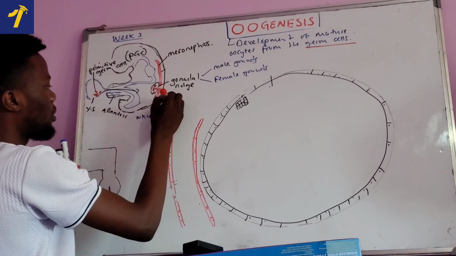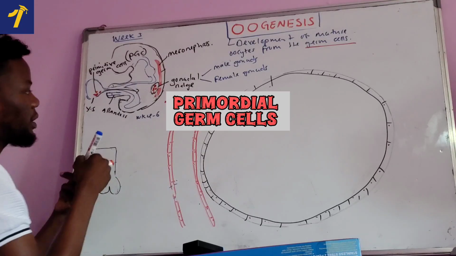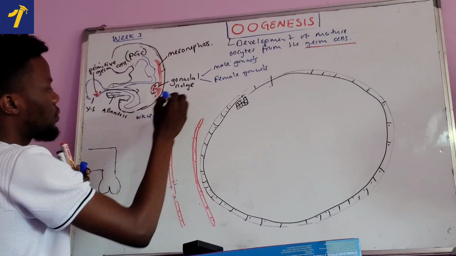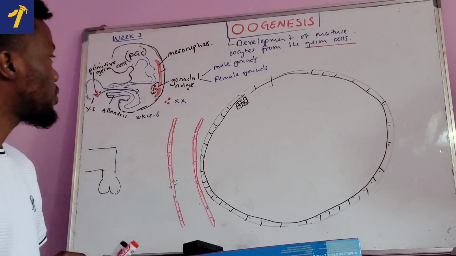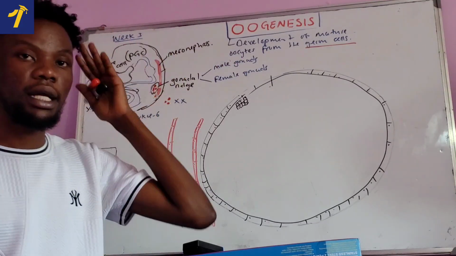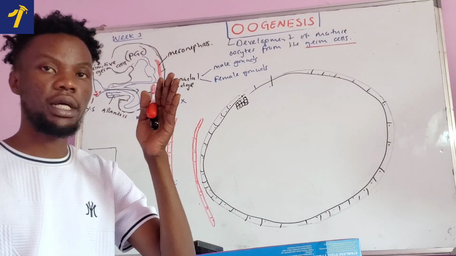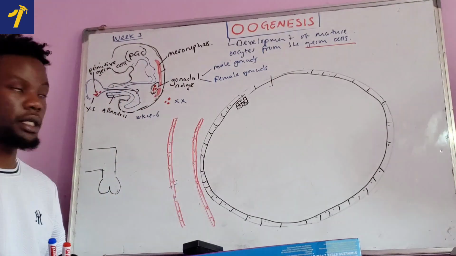So these are primitive germ cells, and remember that they are carrying XX chromosomes. Why do I say so? Because we are talking about the oogenesis that will happen in a female embryo or fetus. All right.